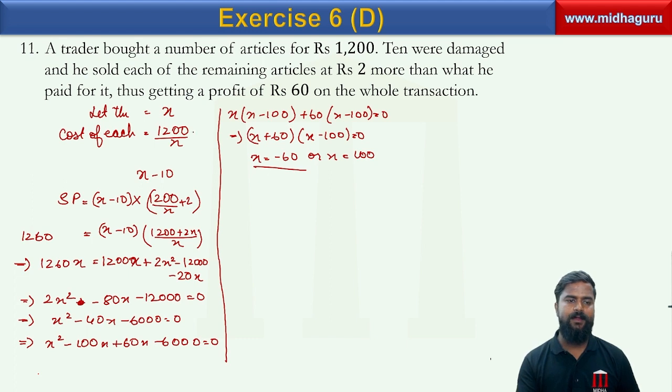So since x is a number of articles, we cannot take it as negative. So the number of articles is 100. So now let's move on to the next question.